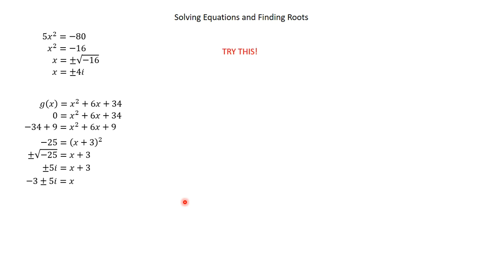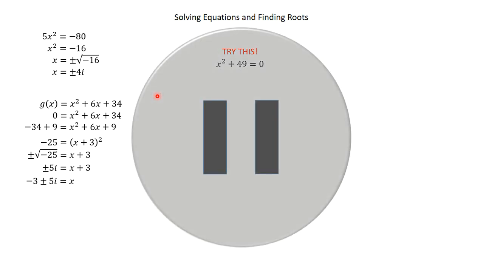So try one. Well, actually, you're going to try two, but first try one. X squared plus 49 equals 0. It's going to be a lot like this one. So go ahead and pause this. Do it. It should only really take a few seconds, and then go ahead and push play when you're ready.